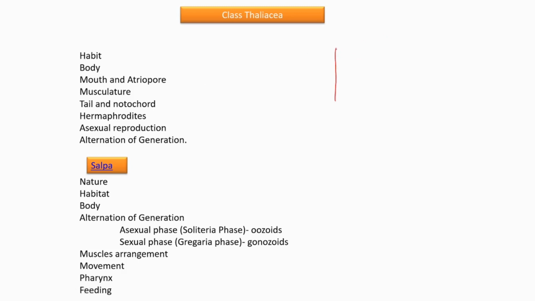Regarding the body, how is the body? Body is barrel shaped with a transparent permanent test present in Thaliacea. And the mouth and atriopore are at opposite ends. In Ascidians we have seen that the mouth and atriopore are on the same end, but here the mouth opening and the atriopore are at opposite ends of the body.